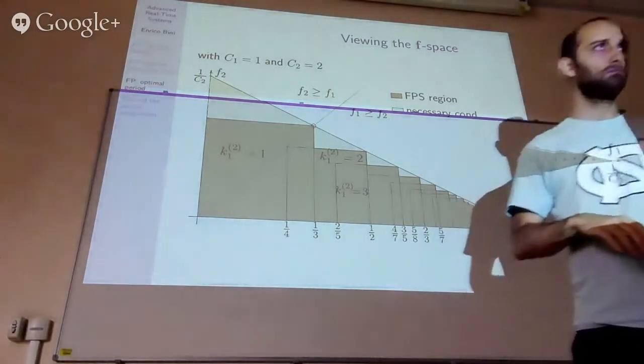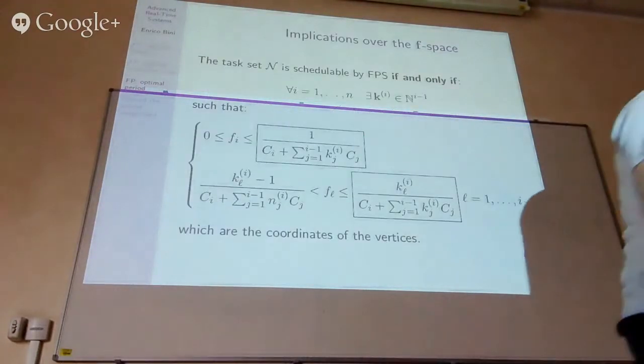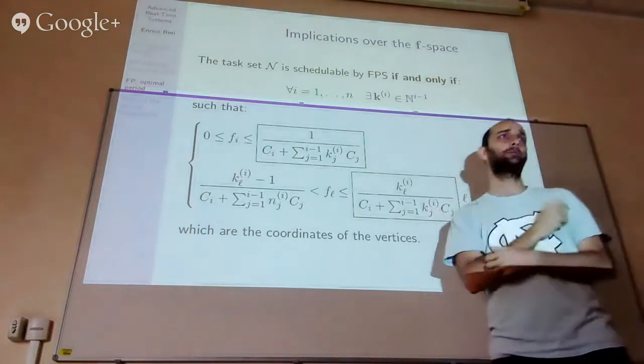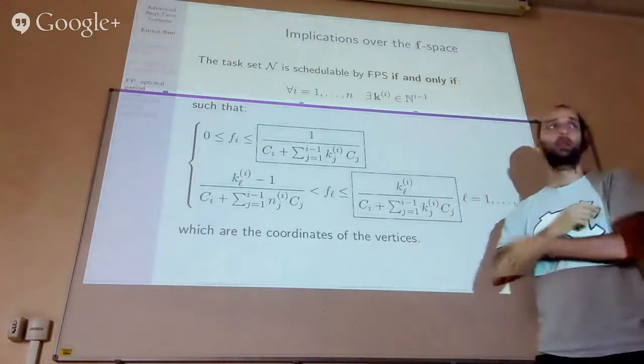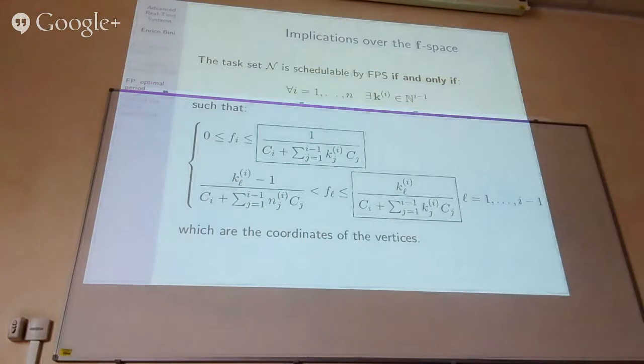Can you go to the previous slide? So K is the occurrence. K is the number of jobs interfering into the response time. It's a kind of occurrence of high priority jobs.